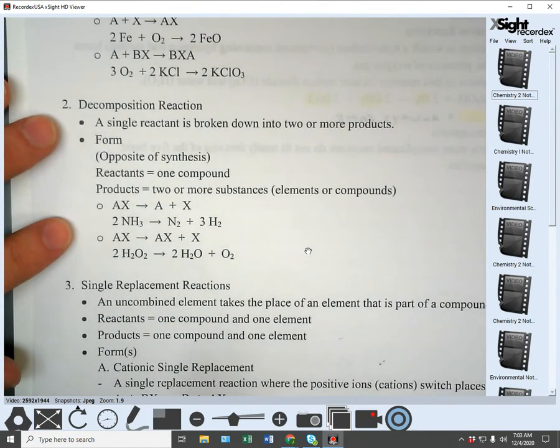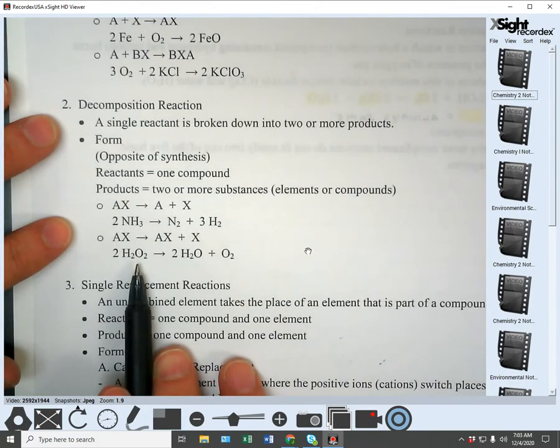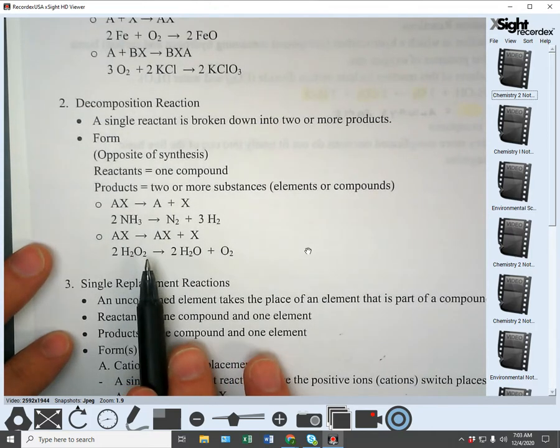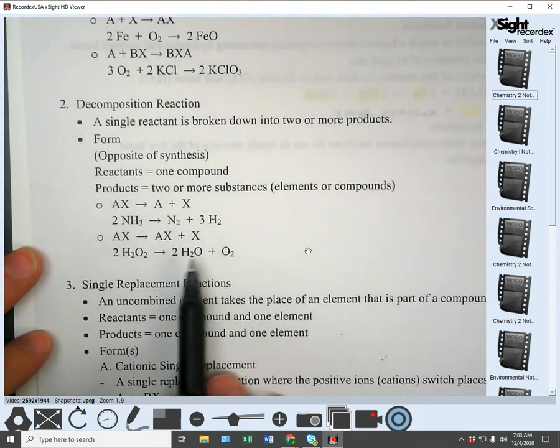This one you might be somewhat familiar with. I don't know about the reaction, but the substance you would be. H2O2 is hydrogen peroxide. That's the stuff that we put on cuts to disinfect them. That bubbles a little, stings sometimes.